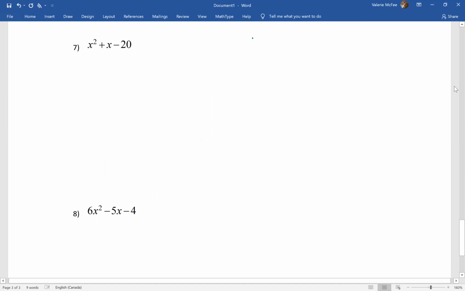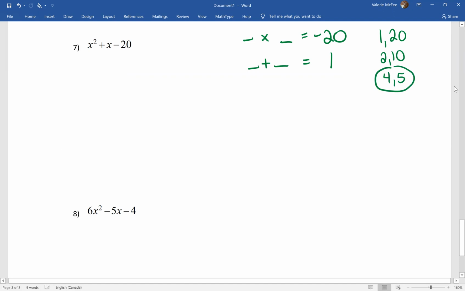Two numbers that multiply to equal A times C. Two numbers that add to equal B. I see I need to use 4 and 5. 4 needs to be negative. When I multiply, that gives me -20. When I add, that gives me +1. Rewriting the middle term.